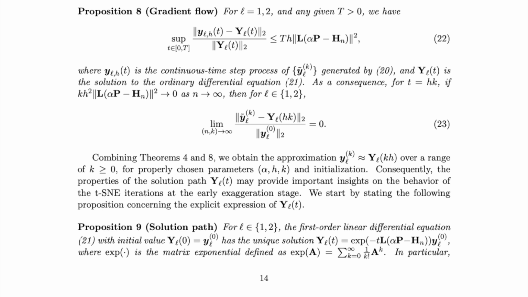For t in [0, 1, 2], the first-order linear differential equation (21), with initial value y(0) equals y_0, has the unique solution y(t) equals exp(-t L(P)) y_0, where exp(-t L(P)) is the matrix exponential defined as [see formula].